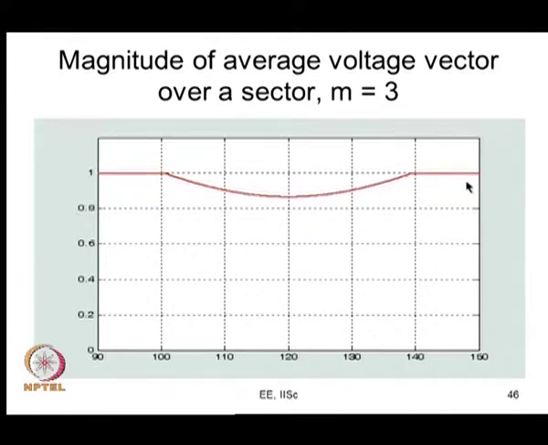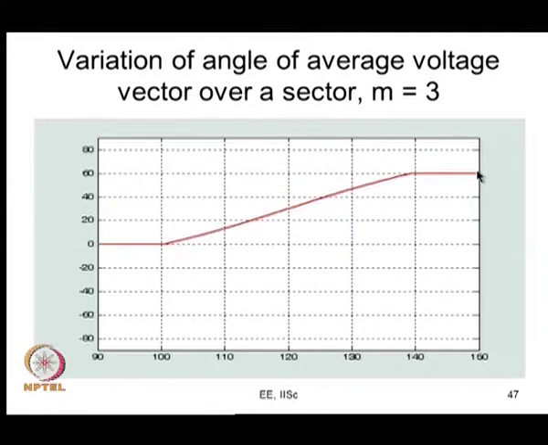The same story in sector 2. In sector 2, in this portion active vector 2 will be applied, here active vector 3 will be applied and so on. So, what happens to your angle? Since only active vector 1 is applied for up to a little more than 10 degrees, the angle is 0. Again for the last 10 or 11 degrees in this sector, the angle is equal to 60 degrees, it is constant. In between it rises.